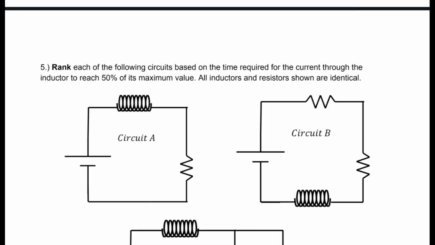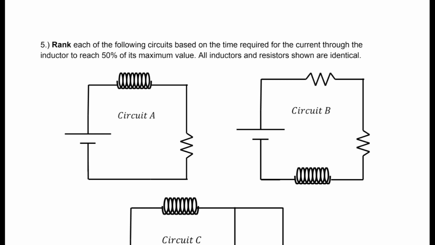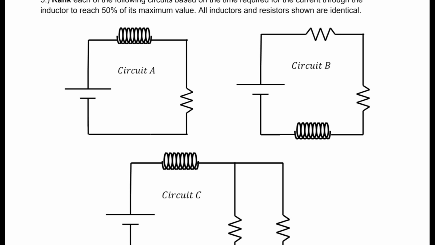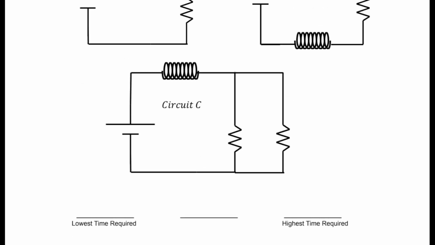So just for a quick ranking task, we have 3 circuits. All the inductors are identical. All the resistances are identical. And we want to compare how long it takes for each of these circuits to reach 50% of the steady state current. Doesn't matter what each steady state current is, we're just looking at how long it takes for each to reach 50% of its final value. So notice we have an inductor and a resistor in series, then we have an inductor and 2 resistors in series, then we have an inductor and 2 resistors in parallel.